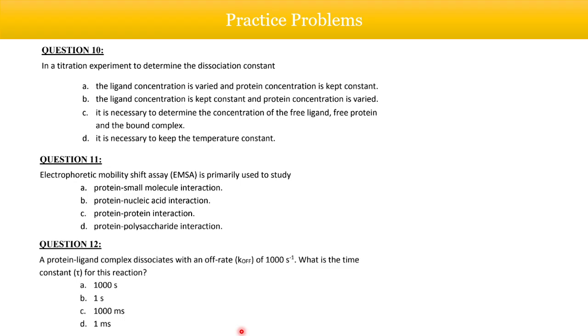So a protein ligand complex dissociates with an off rate of 1000 second inverse. What is the time constant for this reaction? Is it 1000 seconds, 1 second, 1000 millisecond, or 1 millisecond? How will you calculate the time constant? So time constant can be calculated as 1 by k off. So 1 by 1000 seconds. That is how much? 10 to the power minus 3 seconds, 1 millisecond. Yes, option D is correct.